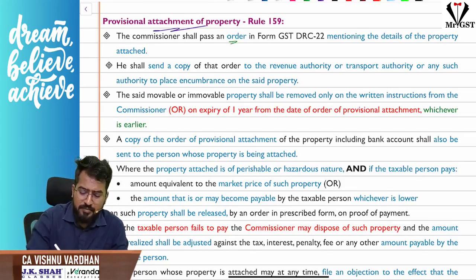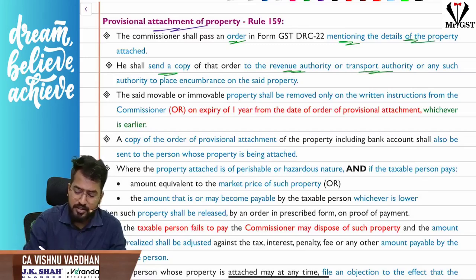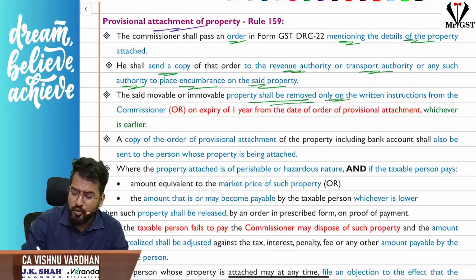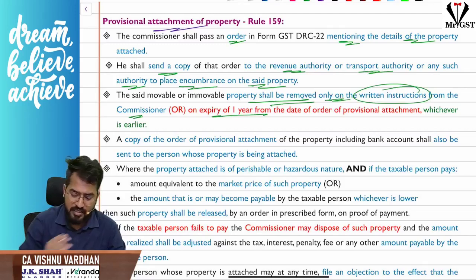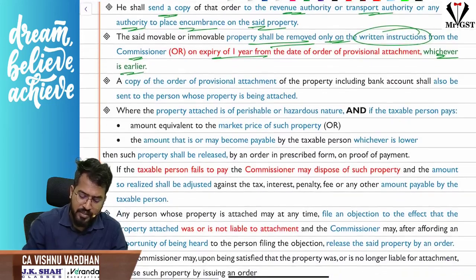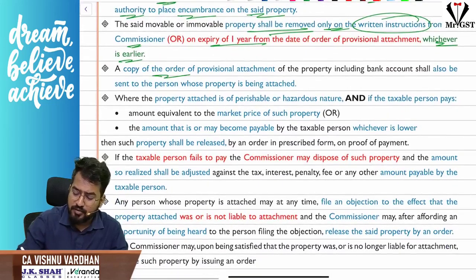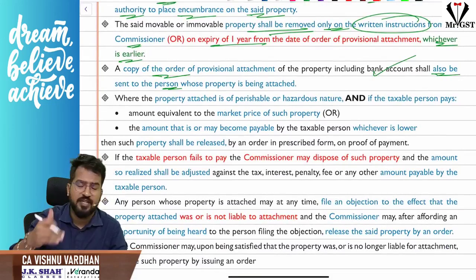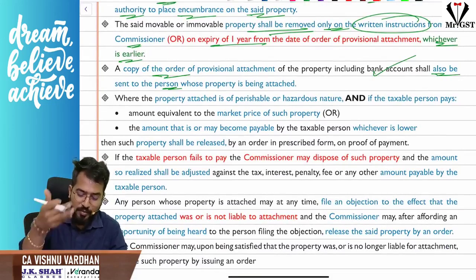Normally for provisional attachment, the commissioner shall pass the order mentioning the details of the property which is provisionally attached. He shall send a copy to the revenue authorities or transport authority or any other authority to place an encumbrance on that said property, and the said movable or immovable property shall be removed only on the written instructions from the commissioner or after the expiry of 1 year from the date of provisional attachment, whichever is earlier. Till that, nobody has the power to remove that property. A copy of the order of provisional attachment of the property, including bank account, shall also be sent to the person whose property is being attached. We have to inform him also, yes, your property has been attached.